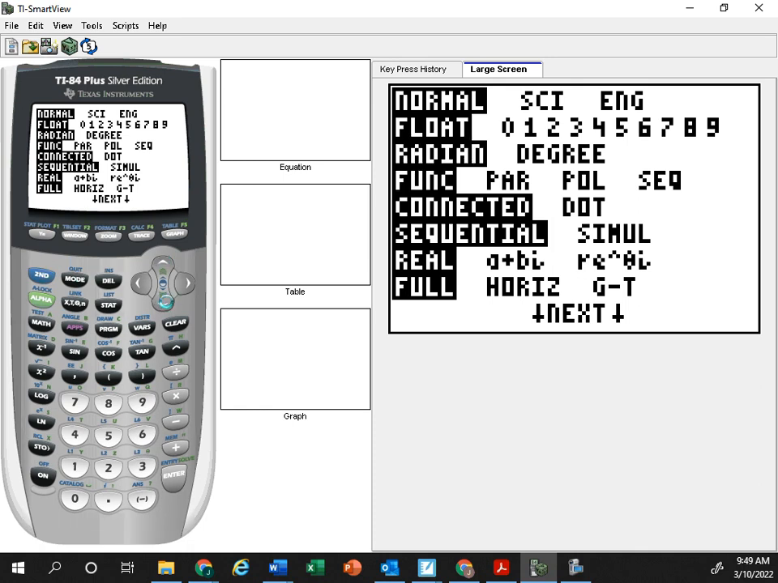And then where it says function, you've got function, parametric, polar. We want to pick polar. So radian and polar should be highlighted for you.